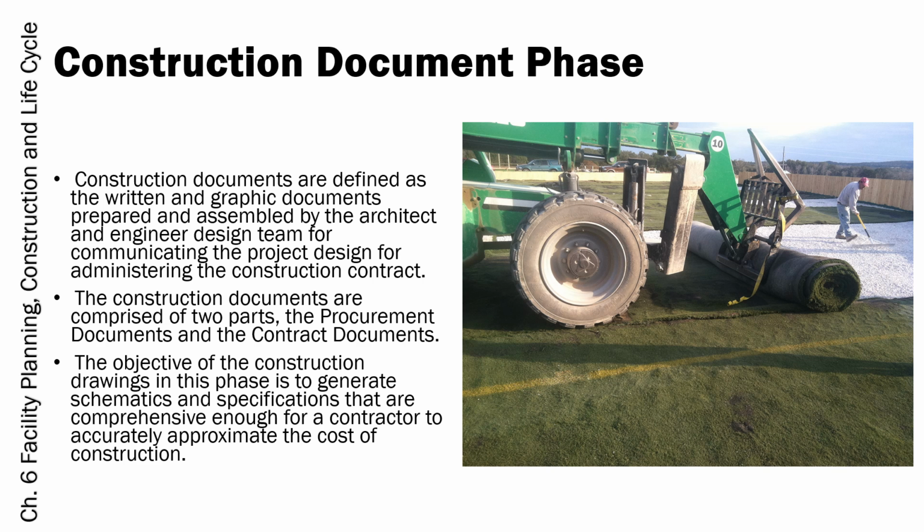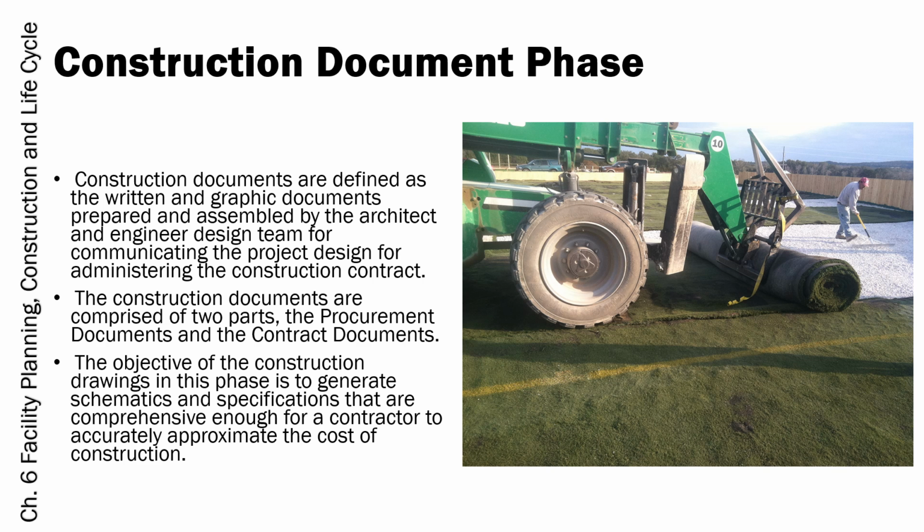You have the procurement documents, which include documents like bidding instructions, proposals, and contracts. They help the project owner select a contractor and establish the terms and conditions of the contract. And the contract documents. These include the actual construction drawings and specifications that define the work to be completed, materials to be used, and standards to be followed. They serve as the legal and technical basis for the contract between the owner and the contractor.